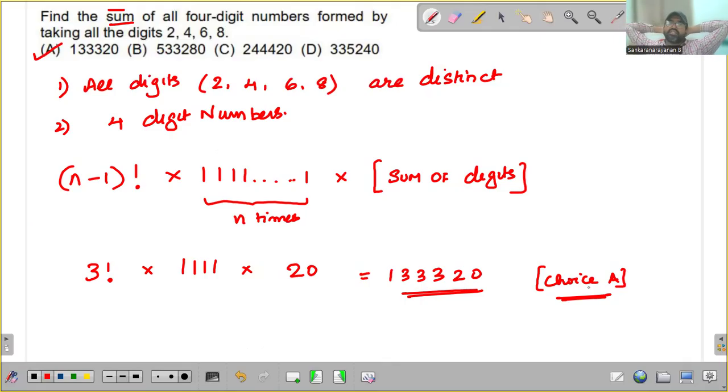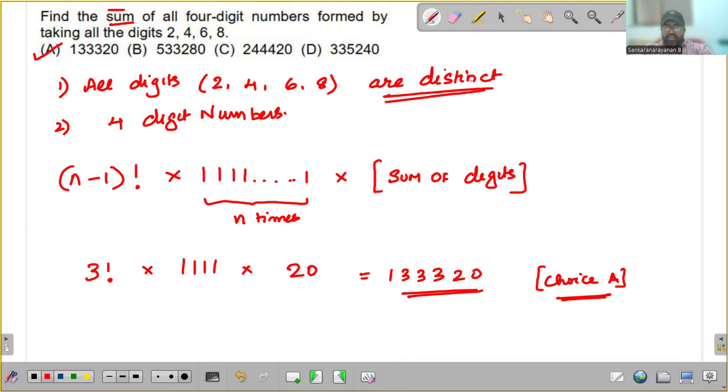I'm giving a small task for you. At your convenience, try to find out what the case will be if the digits are not distinct. Here, all the digits are distinct. Learn by yourself what will be the case if the digits are not distinct. How are you going to find the sum of all those numbers formed by taking the digits? If repetition of digits happens, how are you going to deal with it? That's a small task which I ask you to consider.